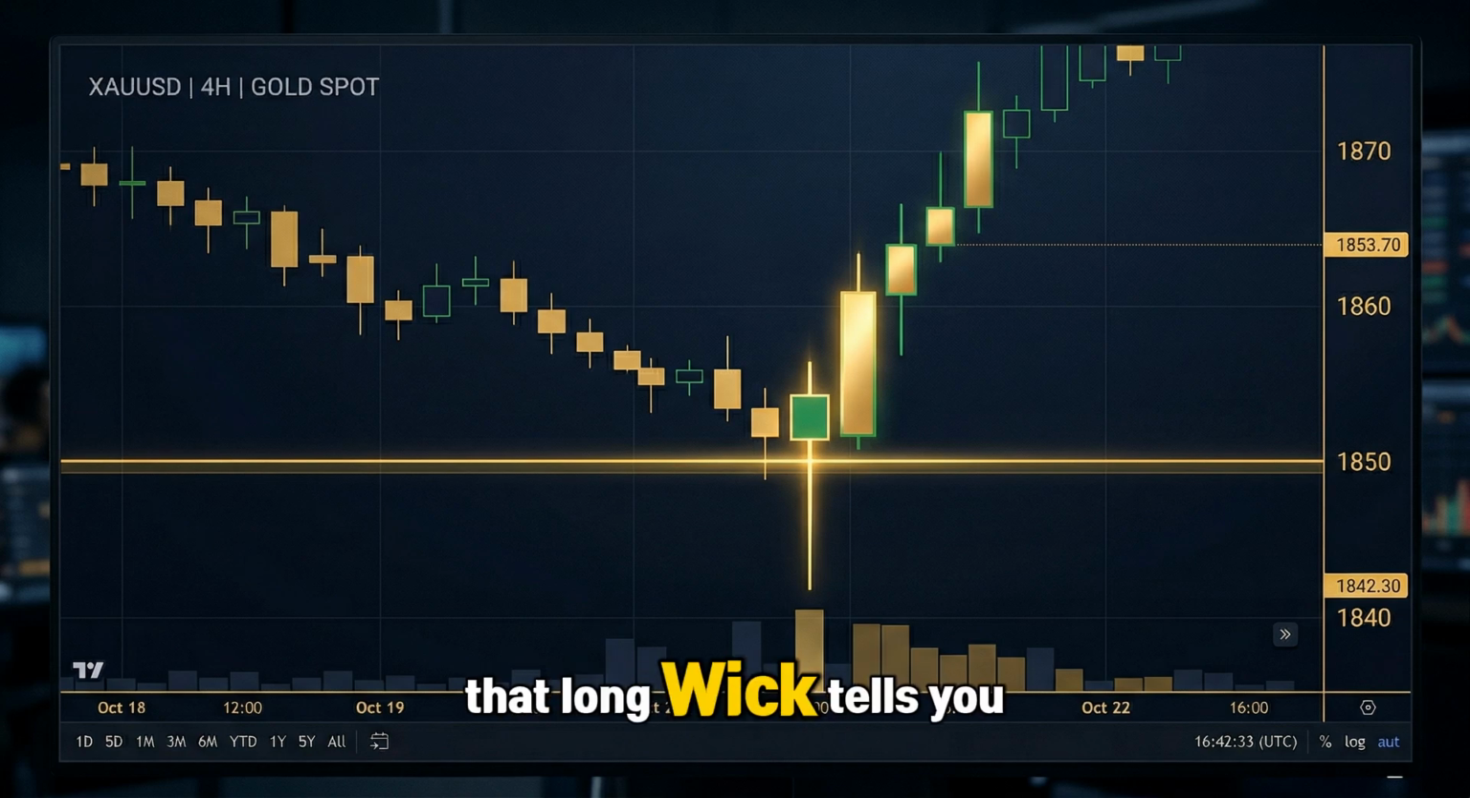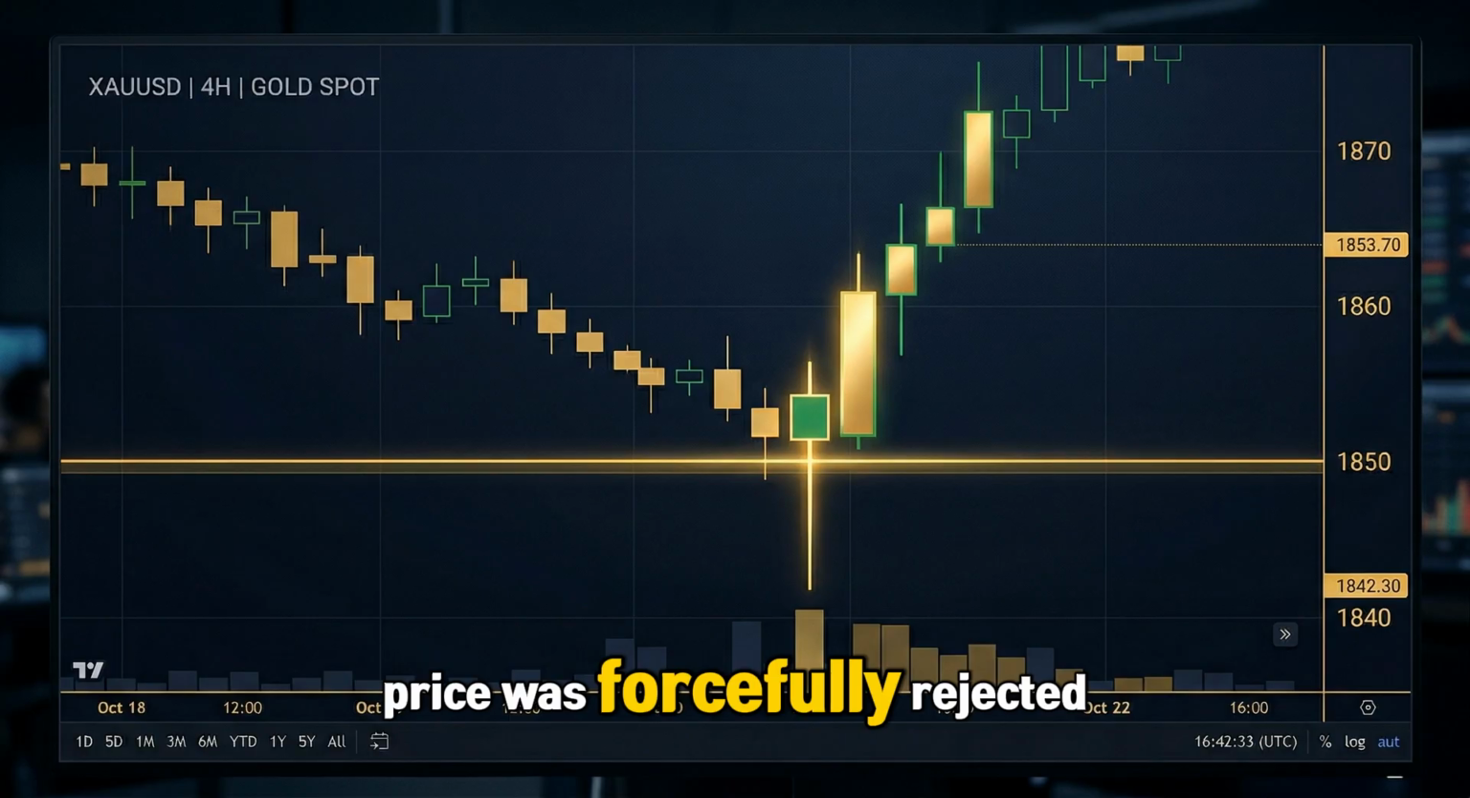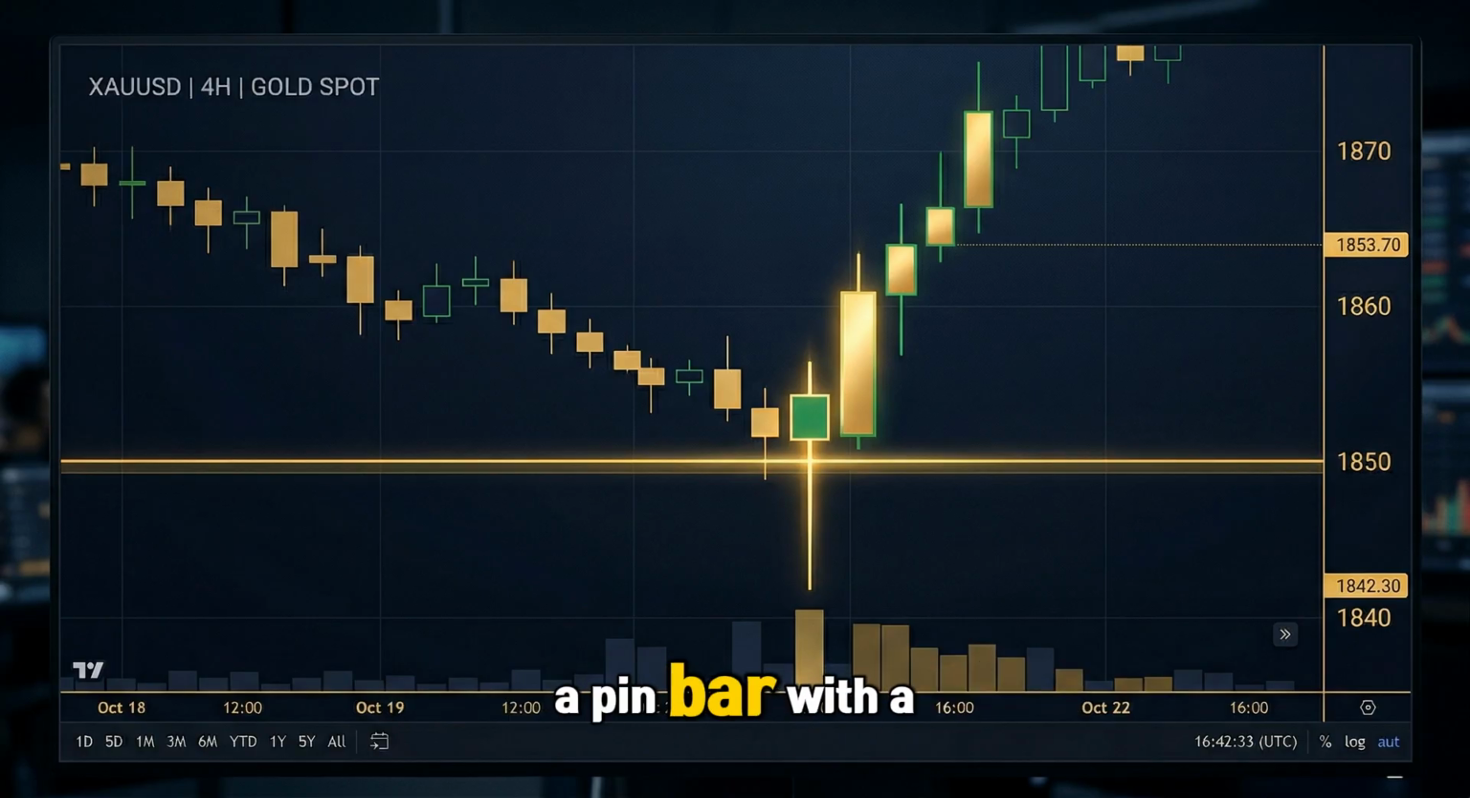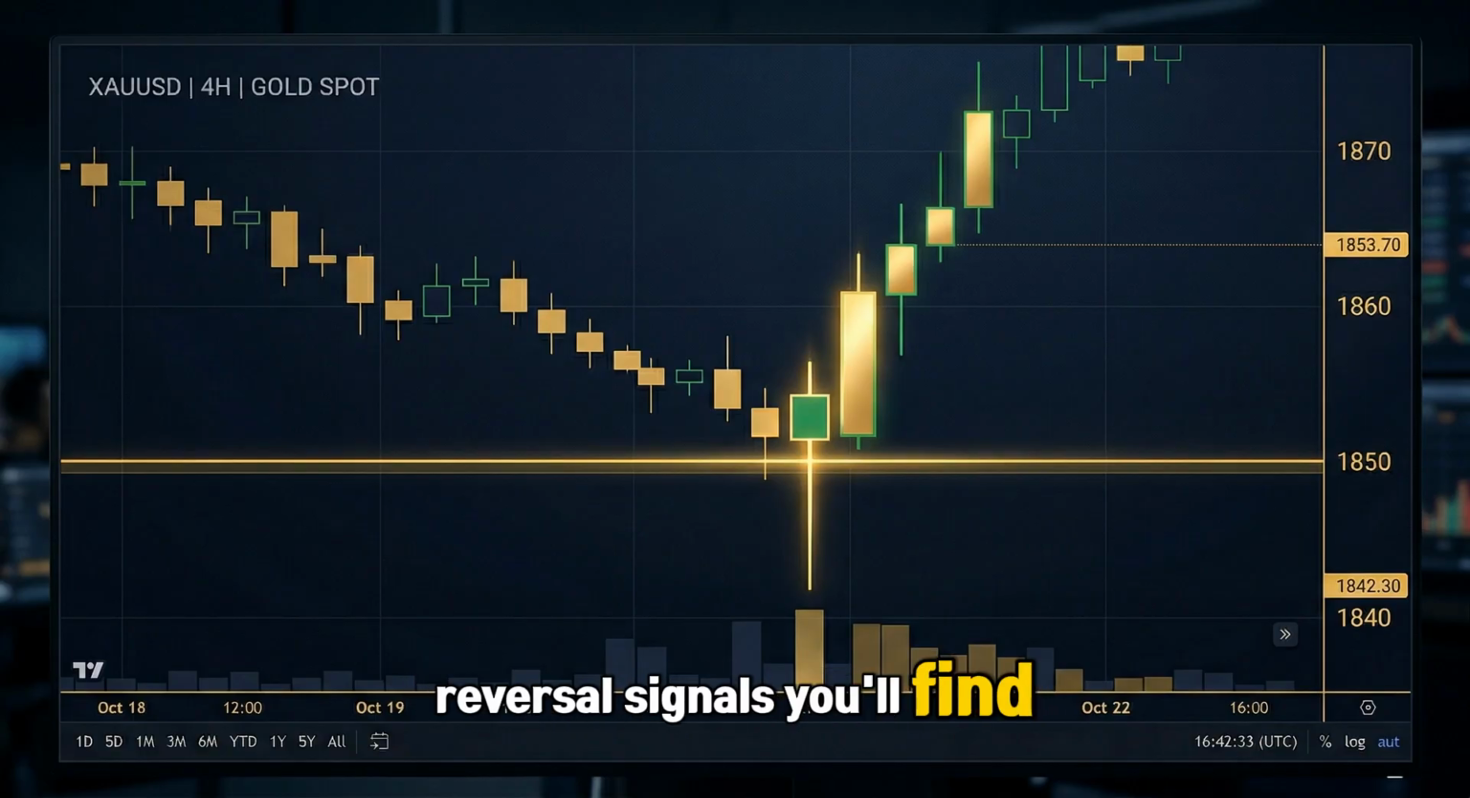That long wick tells you price was forcefully rejected. A pin bar with a long lower wick at a support level, that's buyers stepping in hard and pushing price back up. It's one of the cleanest reversal signals you'll find.